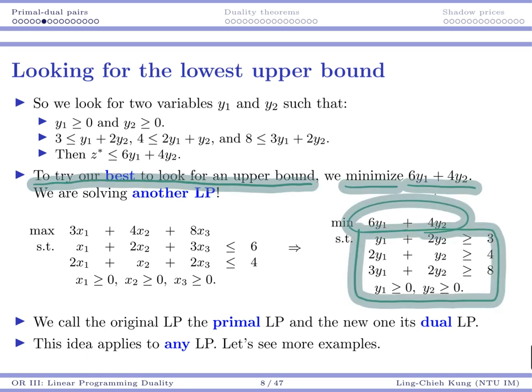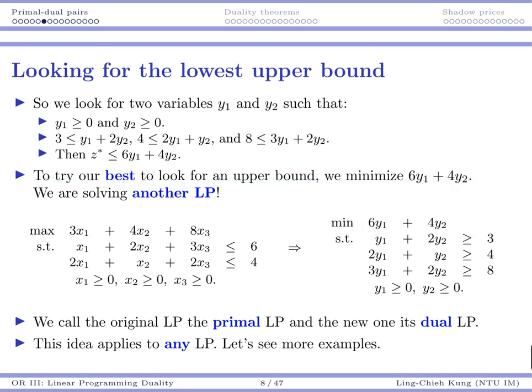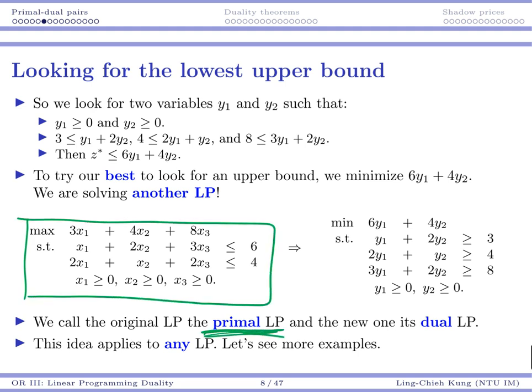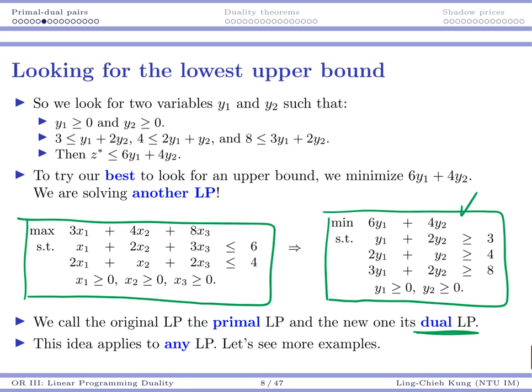So this is the motivation of doing all these things. Given a primal linear program, given the original program, which we call a primal program, we construct another program which is called the dual program. And the way to find a good upper bound is to solve another linear program. Actually, this idea applies to any linear program. So let's see more examples.